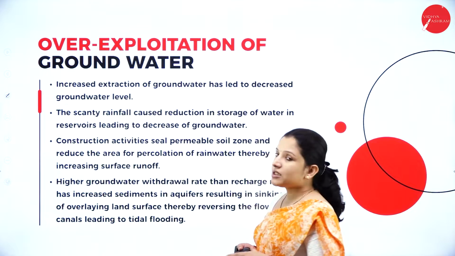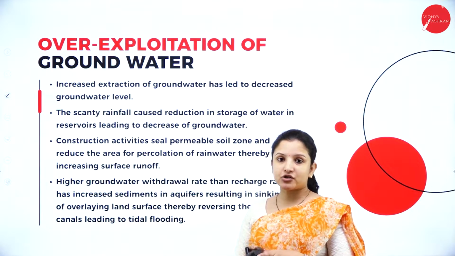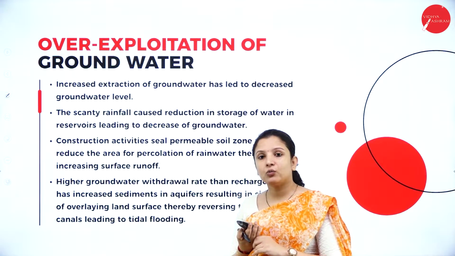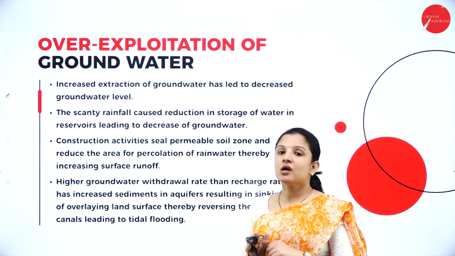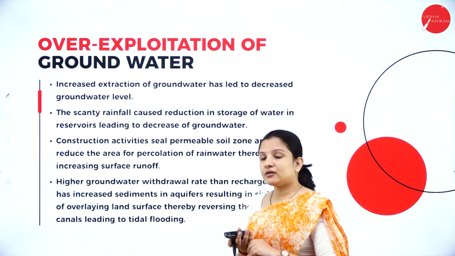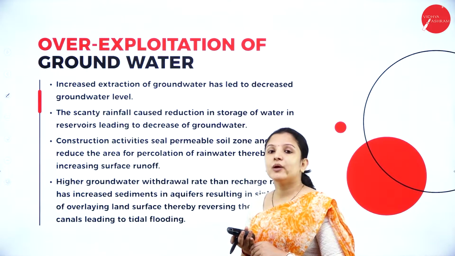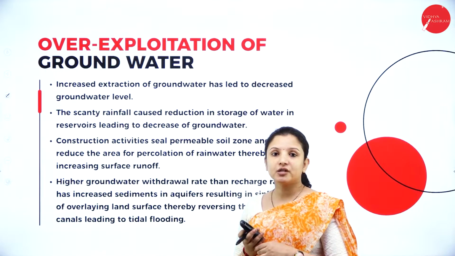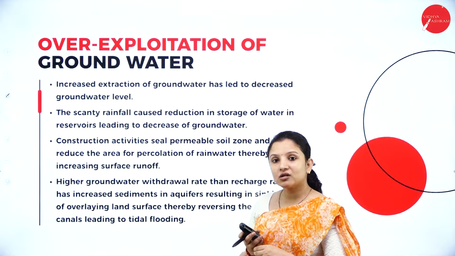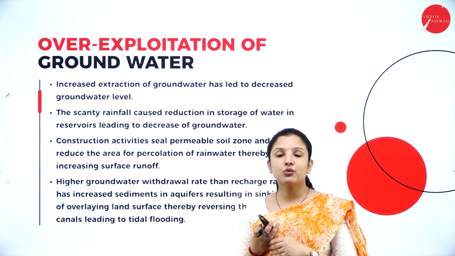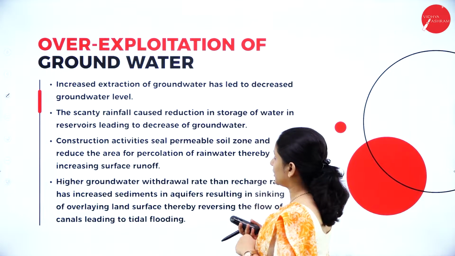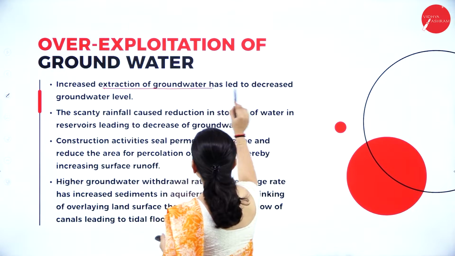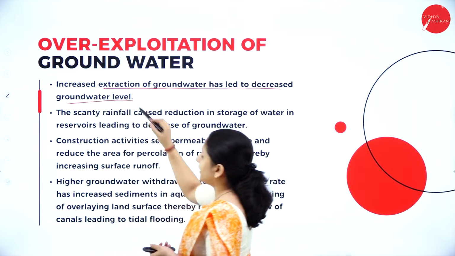Next, let's talk in detail about the overexploitation of groundwater. We knew that surface water is the one that is most overexploited because it is easily available. But I had also told you that when surface water is not available, the next option is that people go for the groundwater, right? So groundwater is also being overexploited for a number of reasons. What are those? Let's look into it. Increased extraction of groundwater has led to a decreased groundwater level.